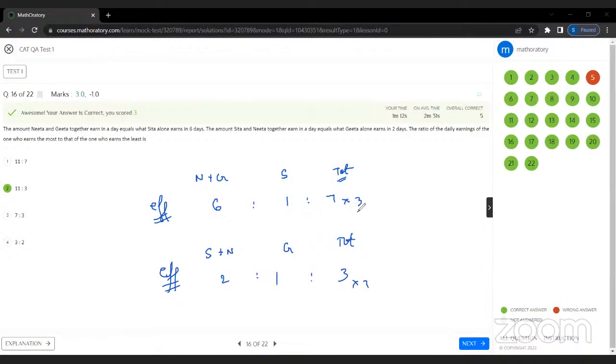Now I can compare these numbers. So if this is multiplied by 3, this should also be multiplied by 3. If this is multiplied by 7, this should also be multiplied by 7. So Sita's is found, Geeta's is found. So total is 21, out of which Sita is 3, Geeta is 7. So whatever is left is Nita. So these two are 10 out of 21. So Nita's should be 11, obviously, because of the total efficiency, right?